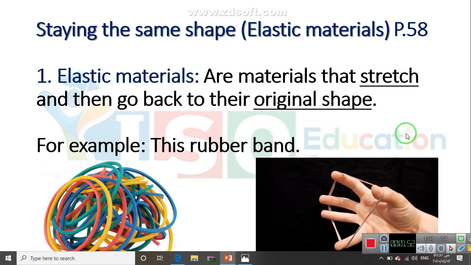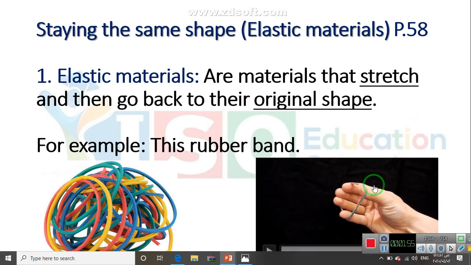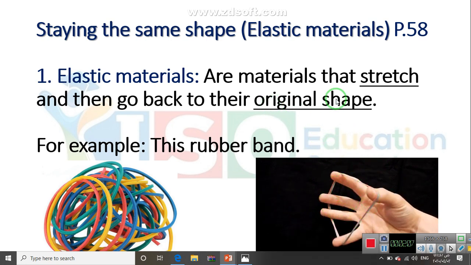Look again. You can stretch it. Stretching means making it wide, moving it the way you like. It stretches and goes back to its original shape or original size. This is what I mean by elastic materials. Elastic materials are materials that stretch and go back to their original shape.